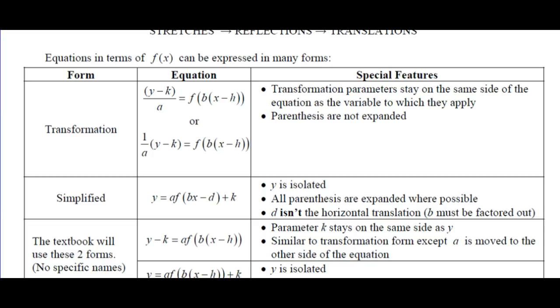Y is vertical. If this is negative, then there's a reflection on the x-axis. If b is negative, there's a reflection, but first we would do the absolute value of b. Really it's 1 over b, stretched by a factor of 1 over b. If b is negative, then there's a reflection on the y-axis, and a horizontal translation.